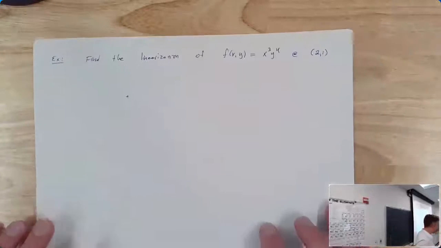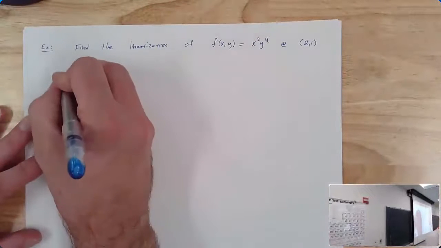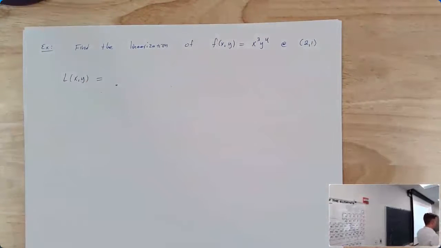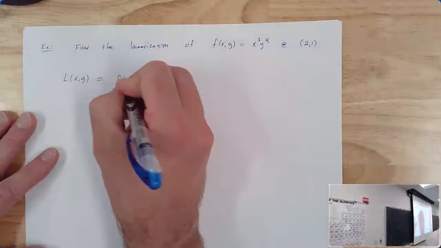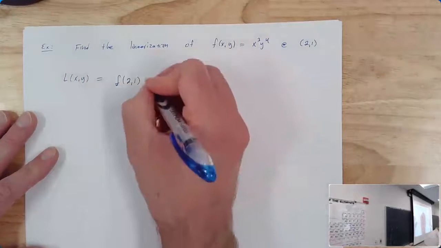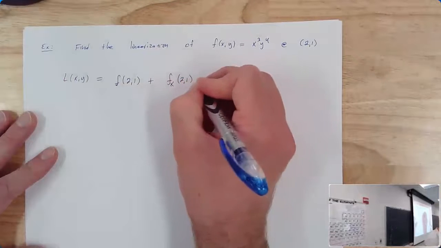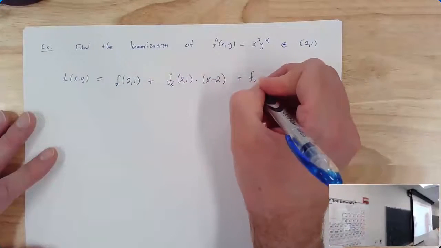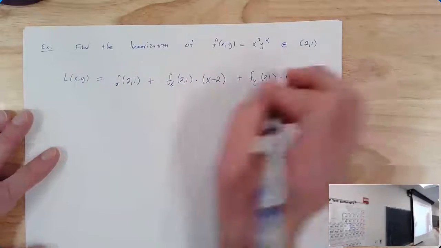And again, it's very much a memorize-this-formula thing. There's not really a better way to do it. So we have that the linearization is... I don't think you need to write down the formula every time. I'm going to write it down, but you might not want to write this part down. It's going to be f of 2, 1 plus the partial derivative of f with respect to x at that same point times x minus the x coordinate, plus the partial derivative with respect to y at that same point times y minus the y coordinate.